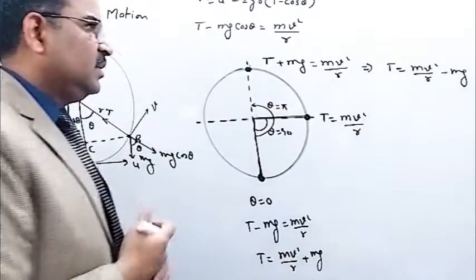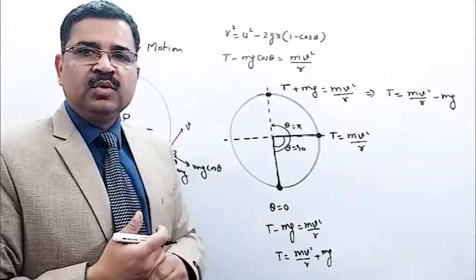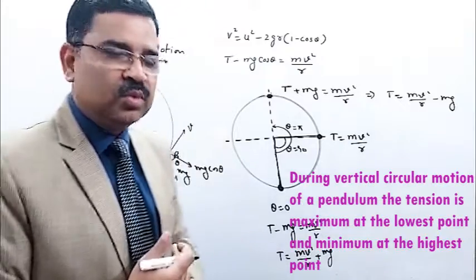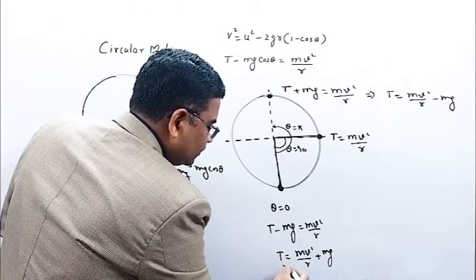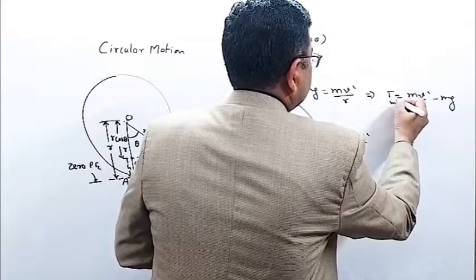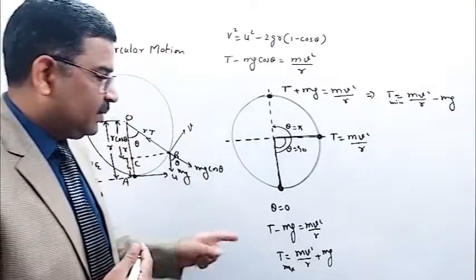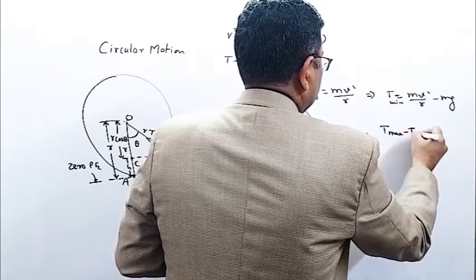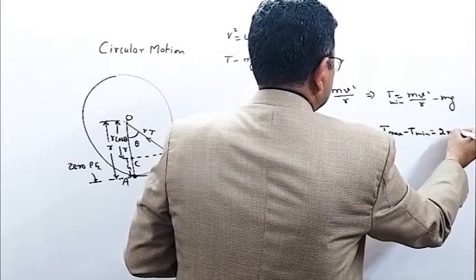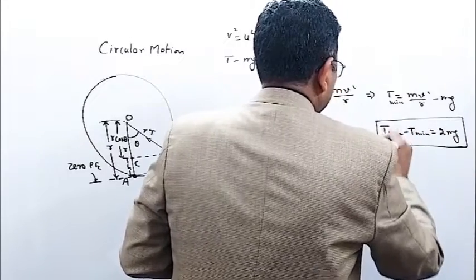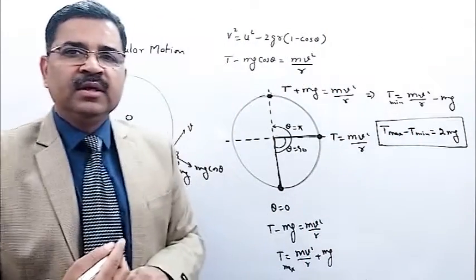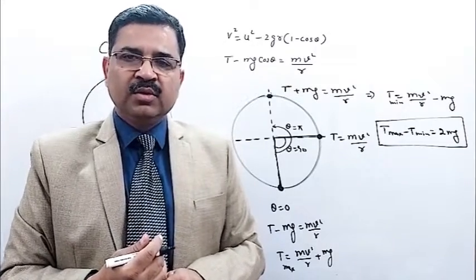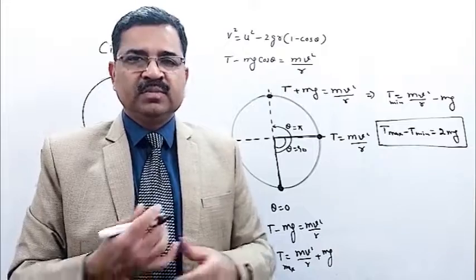From the equation we can see that this is the maximum tension during the vertical circular motion and this is the minimum tension during the vertical circular motion. So this is T max and this is T minimum. Now if I subtract these two, I get T maximum minus T minimum equal to 2 mg. This is the difference of the maximum and minimum tension in case of a vertical circular motion of a simple pendulum when it moves with constant speed.